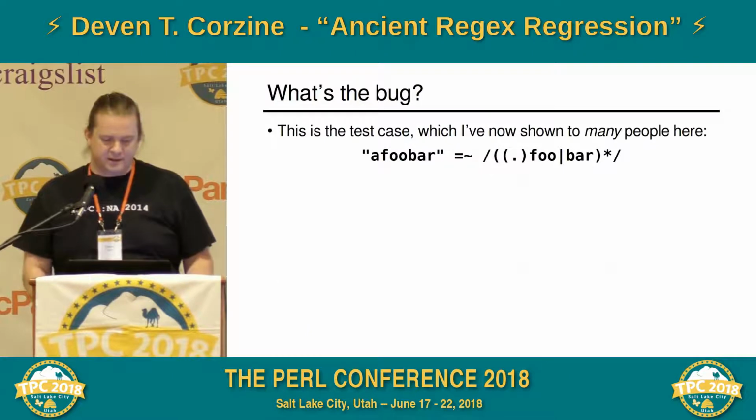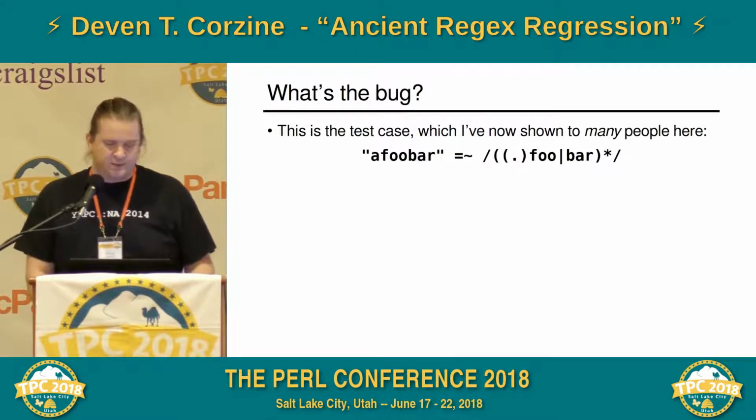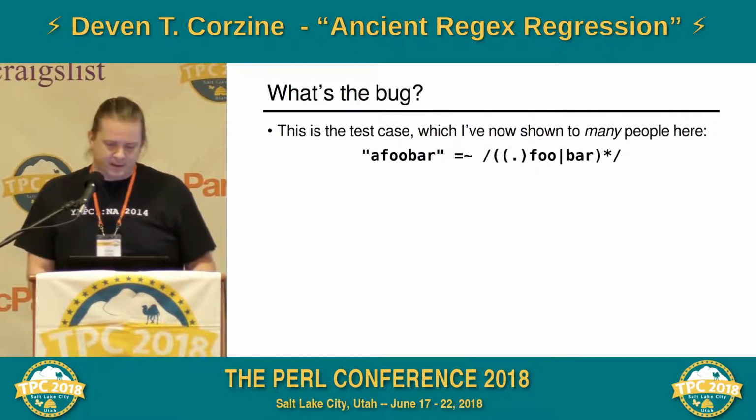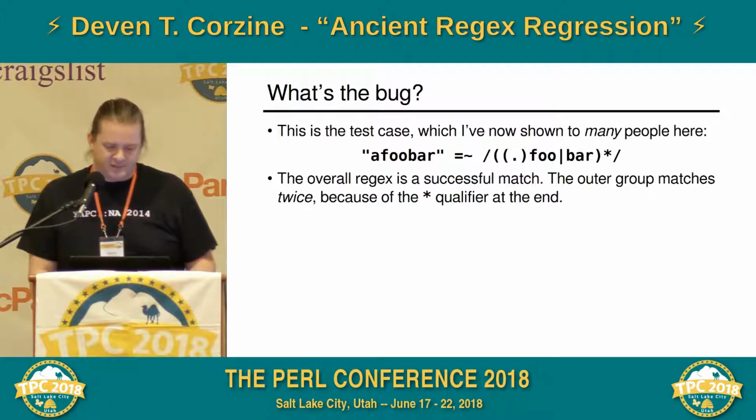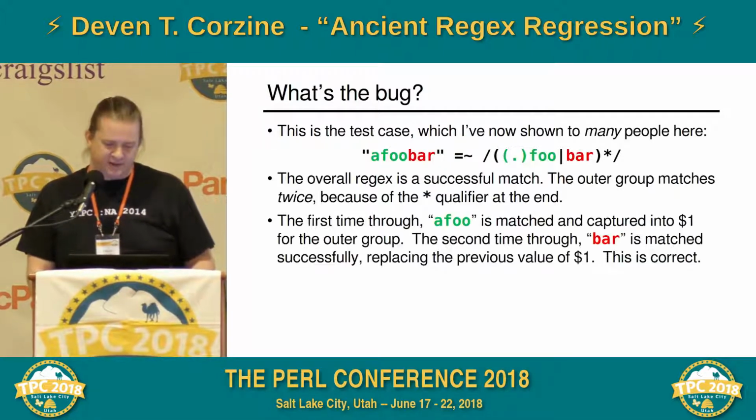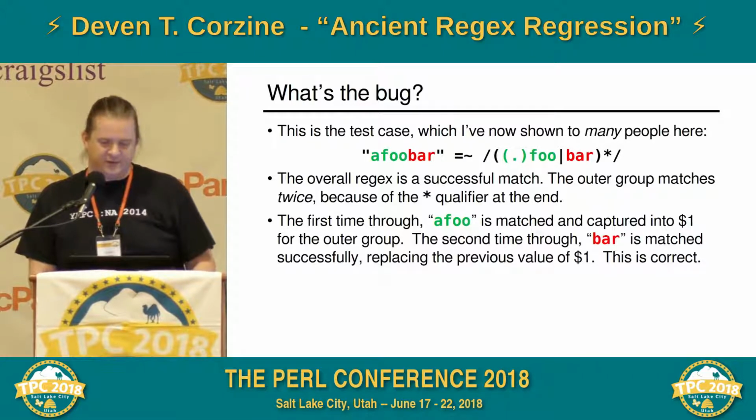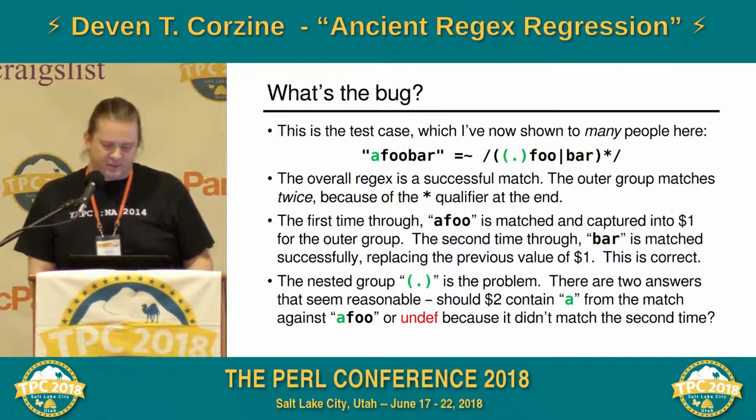Okay, what's the bug? This is the test case, which I've shown to quite a few people now. The overall Regex is a successful match, and the outer group matches twice because of the star at the end. First time, a foo is matched and captured into $1 for the outer group. The second time through, bar is matched successfully, replacing the previous value of $1. This is correct. The nested group is the problem with the dot.